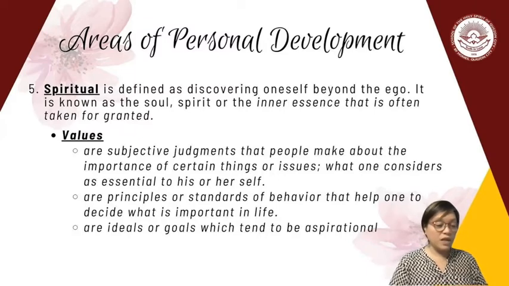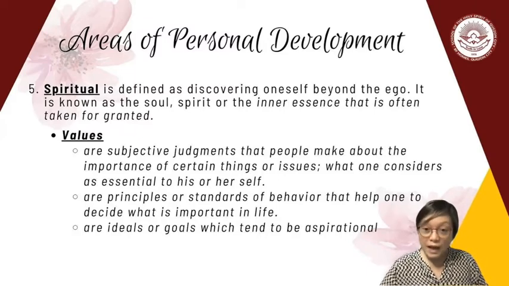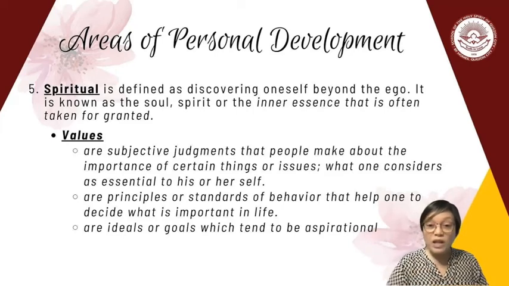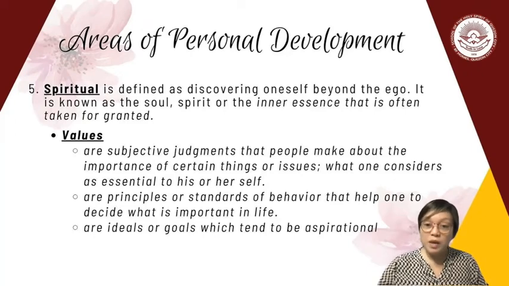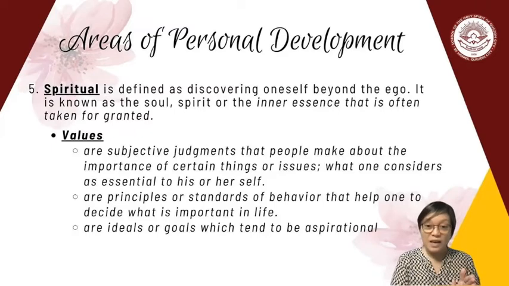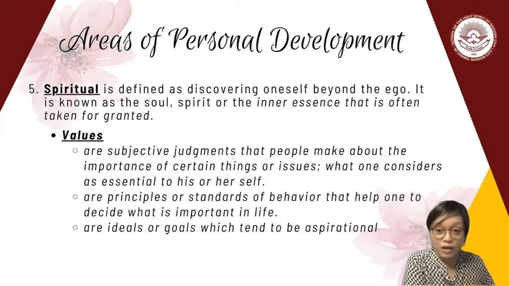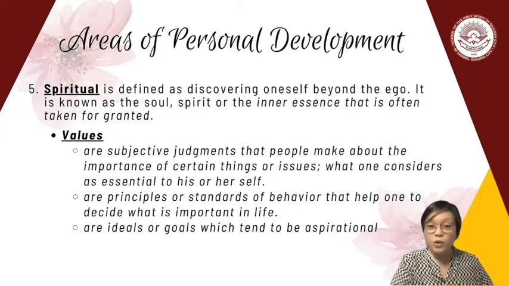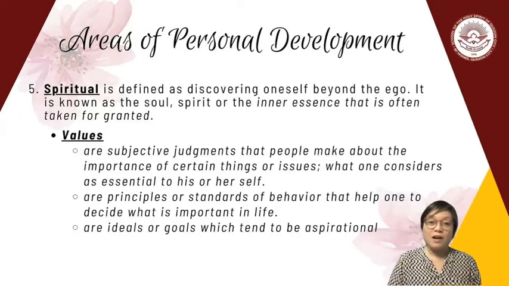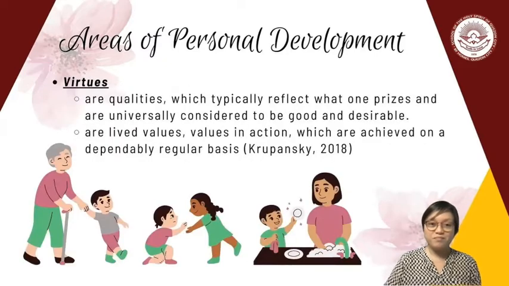For example, when I say that I value your time, therefore this is an ideal that I will respect you because I value your time. I also value my time, therefore I will be punctual. All right? So these are subjective judgments that you make because of the things that are important to you. All right, so I hope you understood that. That's why it's called values, because these are judgments that you make about the things that you value.